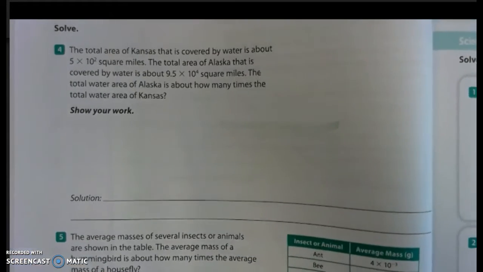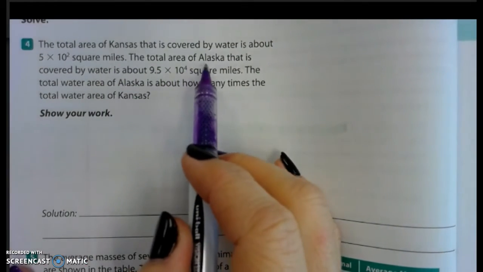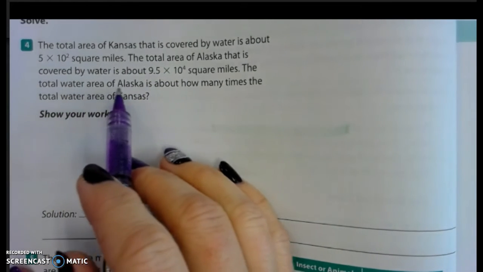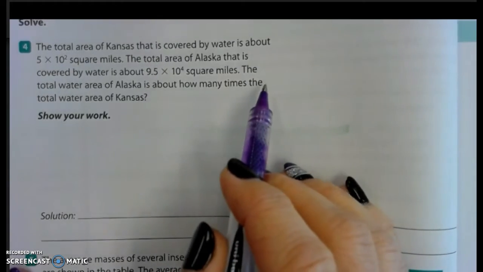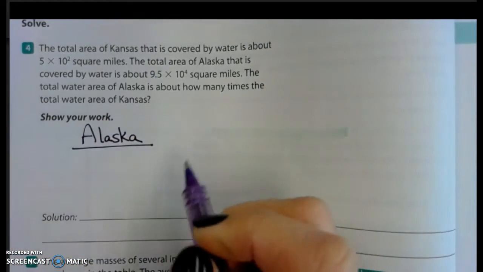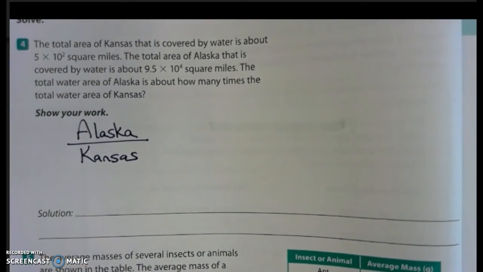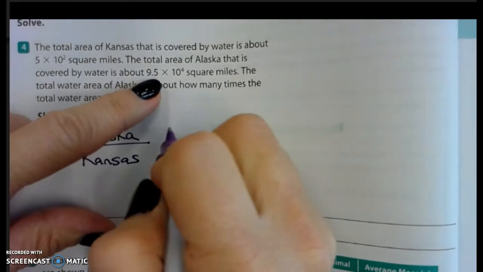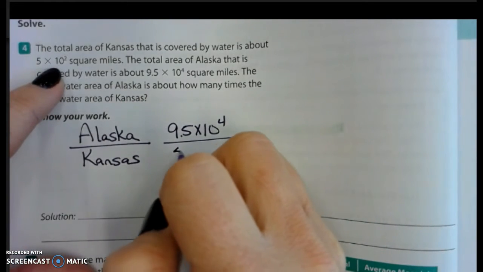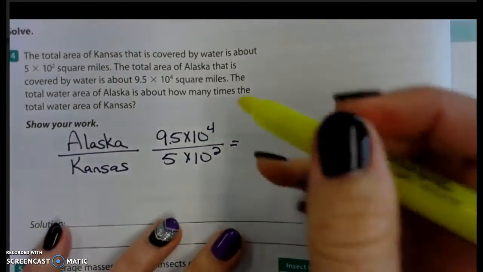4. The total area of Kansas that is covered by water is about 5 times 10 to the 2 square miles. The total area of Alaska that is covered by water is about 9.5 times 10 to the 4th square miles. The total water area of Alaska is about how many times the total area of Kansas? They're telling you in the wording that Alaska has more water coverage than Kansas. They want us to decide how many times more. So we're going to put Alaska on top, 9.5 times 10 to the 4. We're going to divide that by Kansas, which is much smaller. And then when we simplify, we will know how many times more water is in Alaska.